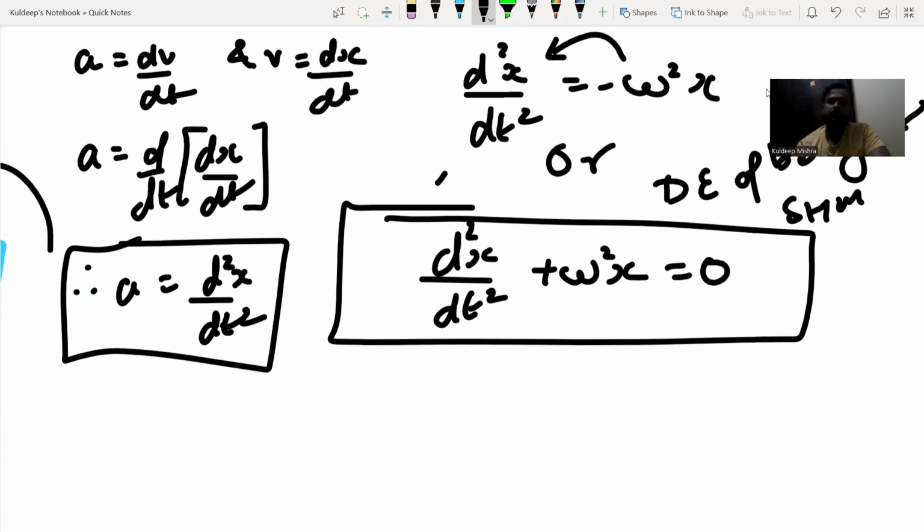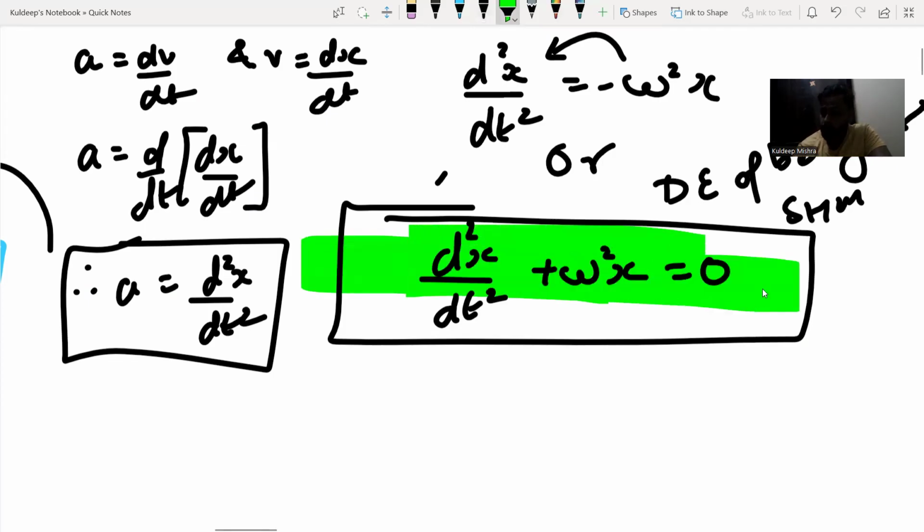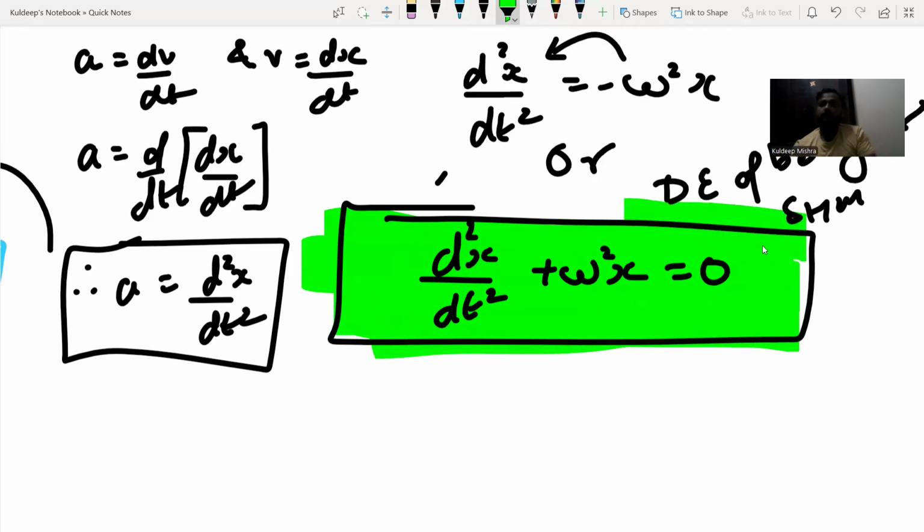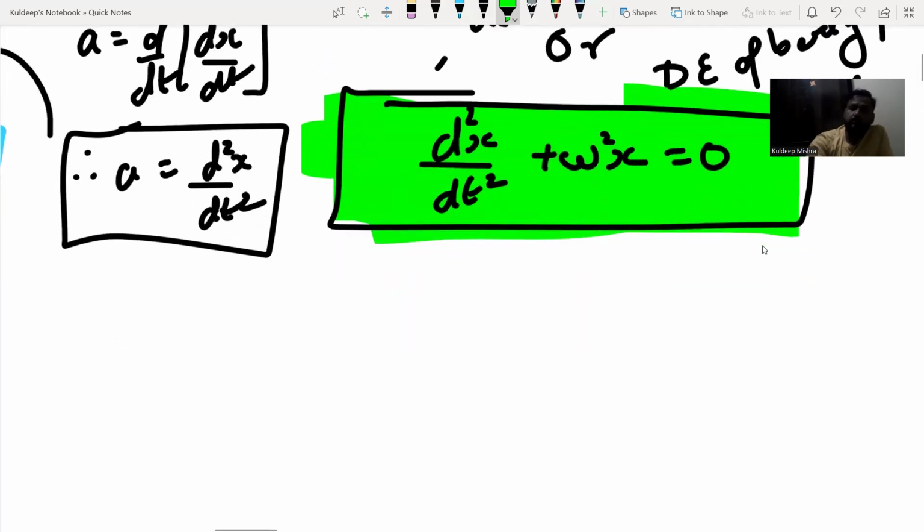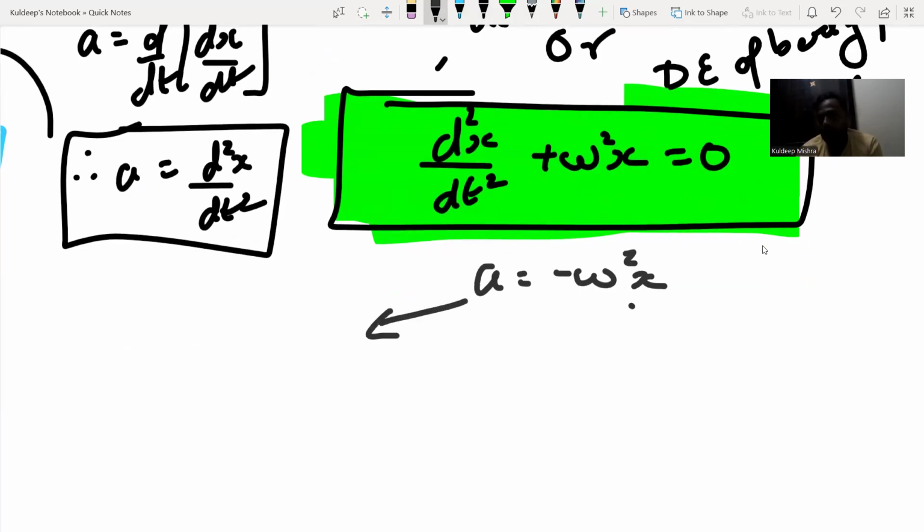For a body performing SHM, this is very important. This can be asked as a 1-marker question even in your exam, that is, just state the differential equation. Now based on this, we will try to calculate velocity and displacement. We already have acceleration. We know acceleration is minus omega square x. We will calculate acceleration at the two important positions, the mean position and the extreme position.